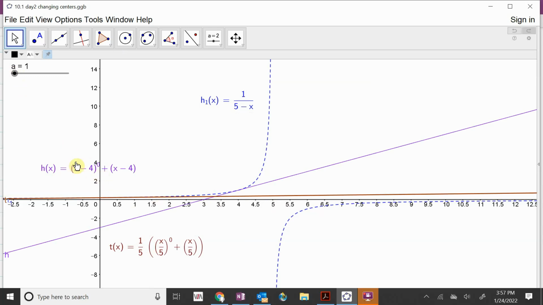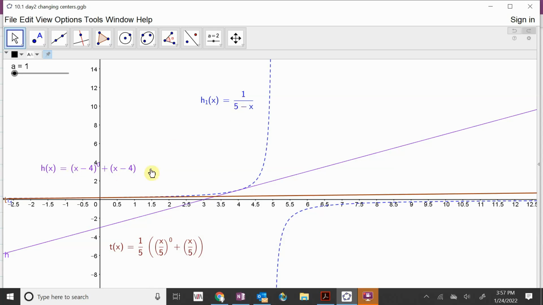So this one is 1 plus x minus 4. Yeah, it's not simplifying that, but that's 1 plus x minus 4. This is our 1/5 that's out in front, and plus our 1/5 x. Let's look at the difference already. So here's the function that we're fitting.